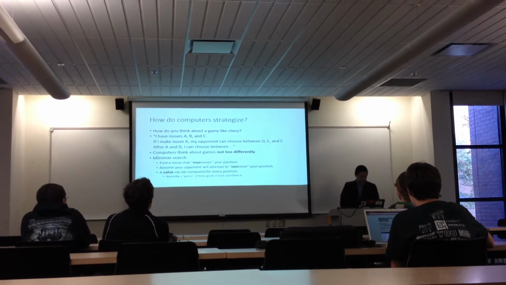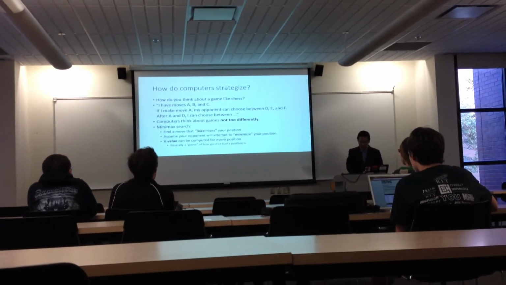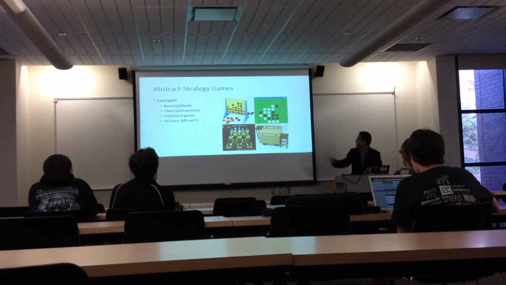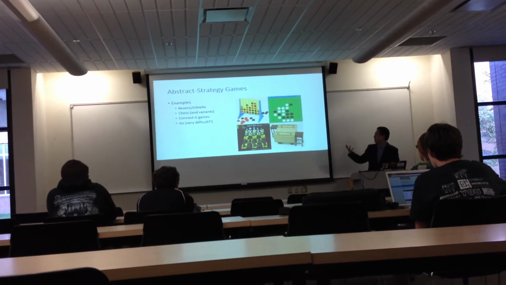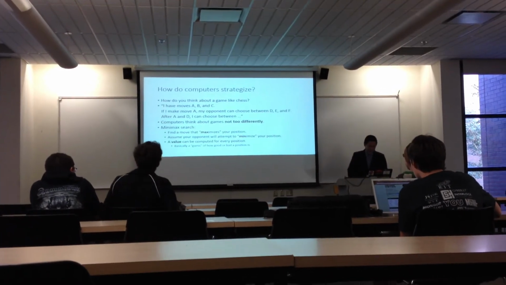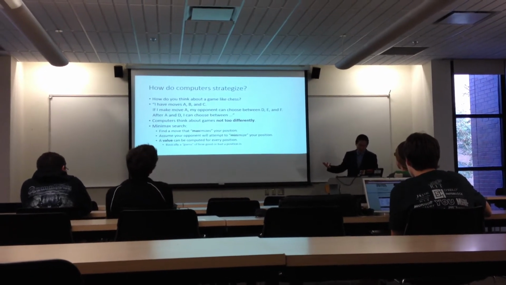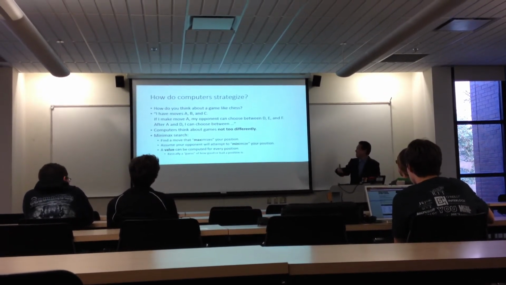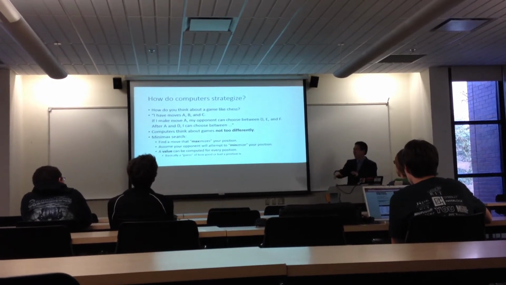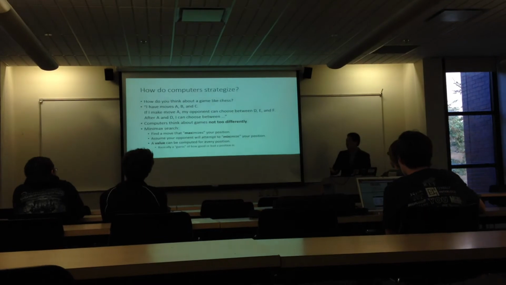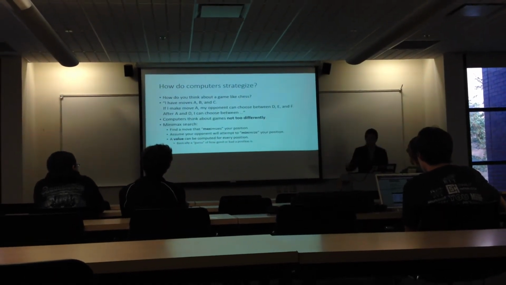So how do computers strategize? If you look at a position, for example some position in Reversi, you're probably going to think along the lines of, okay, I have five different moves available, and if I make move A, my opponent has five other possible moves. After A and D, I can choose between others, and so forth. So it's like a tree of different possibilities, and you're going to assume that your opponent will make the best moves he can, and then think about what you're going to do after that.